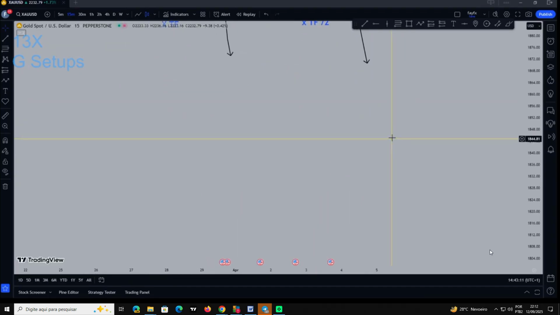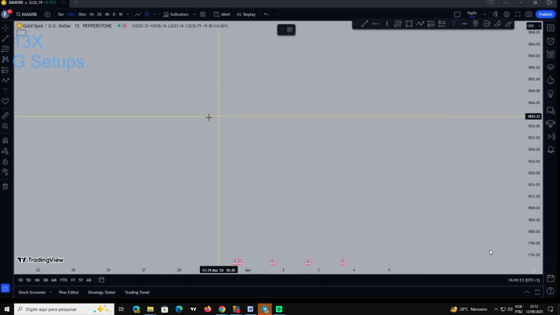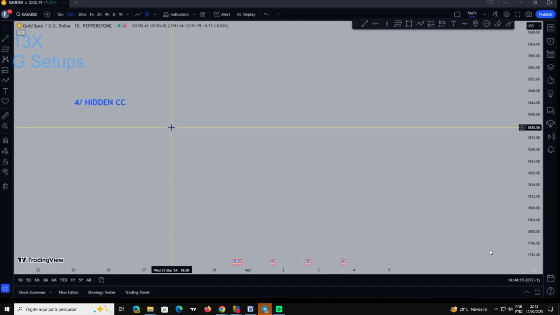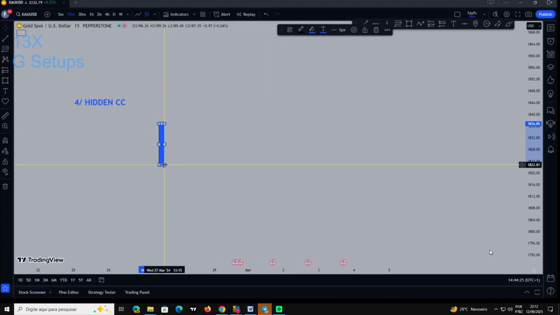Let's see the fourth entry. I call it hidden CC. So what is hidden CC? A hidden CC. Imagine we have a bearish gap.